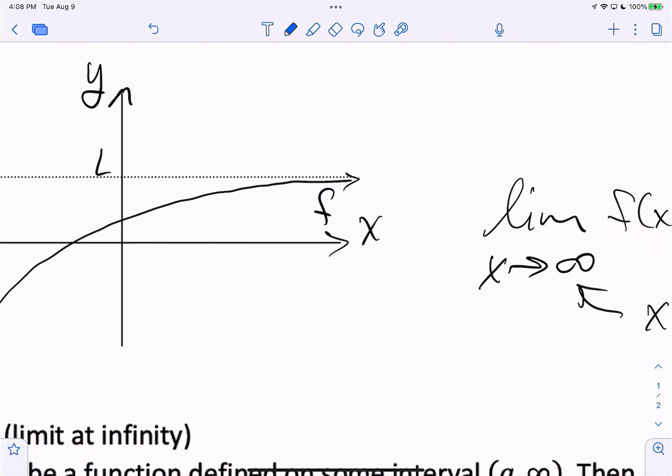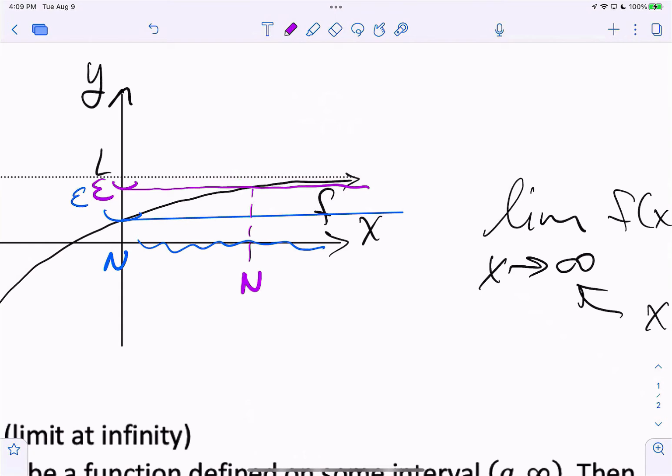Now we don't have a delta, but we have an epsilon. Suppose this is my epsilon. What I'm saying is there exists some number n, in this case probably 0, such that if x is to the right of n, then the function and the limit have a difference that's smaller than epsilon. And then there's that whole for every epsilon greater than 0. So if I make this even smaller, then there exists some number n such that if I'm to the right of that n, then the difference between the function value and the limit value is less than epsilon.